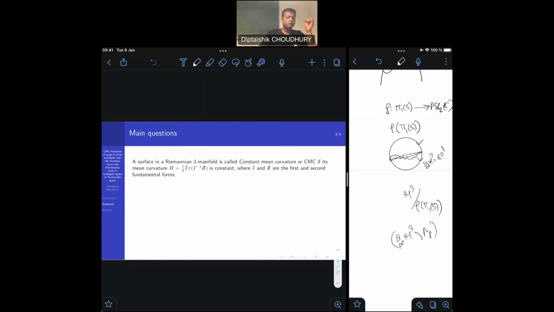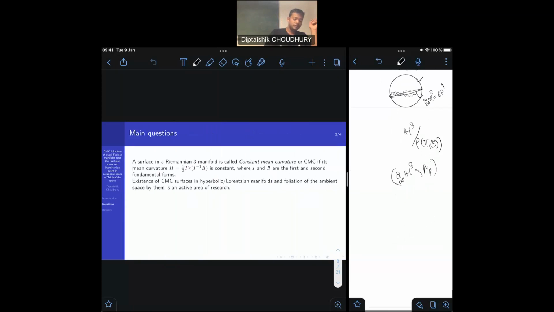So what we are trying to look at is surfaces of constant mean curvature inside quasi-Fuchsian manifolds. What is mean curvature? When you have a surface inside a bigger manifold, it comes with the data of the first and second fundamental forms. The surface is immersed inside this quasi-Fuchsian manifold. In this case, the first fundamental form gives you the induced metric on the surface, and the second fundamental form gives you the variation of the normal. We take the trace of the first inverse times the second. This is actually the shape operator, and half of this trace is the mean curvature, and you want this to be constant throughout the surface.